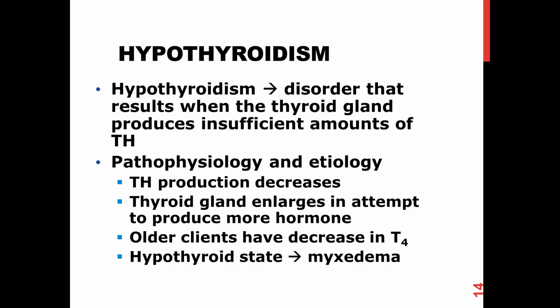Now we're looking at the other end, which is called hypothyroidism, a disorder that results when the thyroid gland produces insufficient amounts of thyroid hormone. What can cause this is thyroid hormone production decreases, and the thyroid gland enlarges in an attempt to produce more hormones. So you can have a goiter with both hyper and hypothyroidism. Older patients have a decrease in T4, and the extreme hypothyroid state is myxedema, which you would compare to thyroid storm, where you have excessive hormones. This is a very hypoactive patient, which again is another life-threatening emergency.